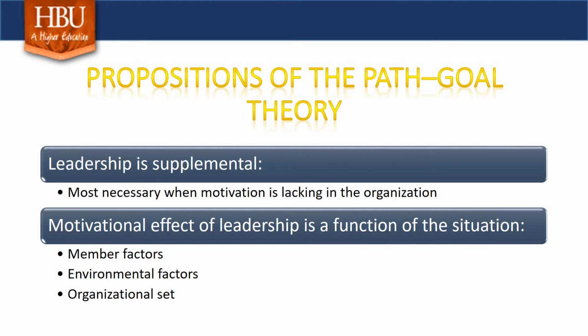Keeping with the situational theory of leadership, path-goal theory has two major assertions. Leadership is supplemental. It's most necessary when motivation is lacking in the organization, and the motivational effect of a leader is a function of the situation. Member factors, environmental factors, and the organizational set are all situational occurrences that affect the leader.